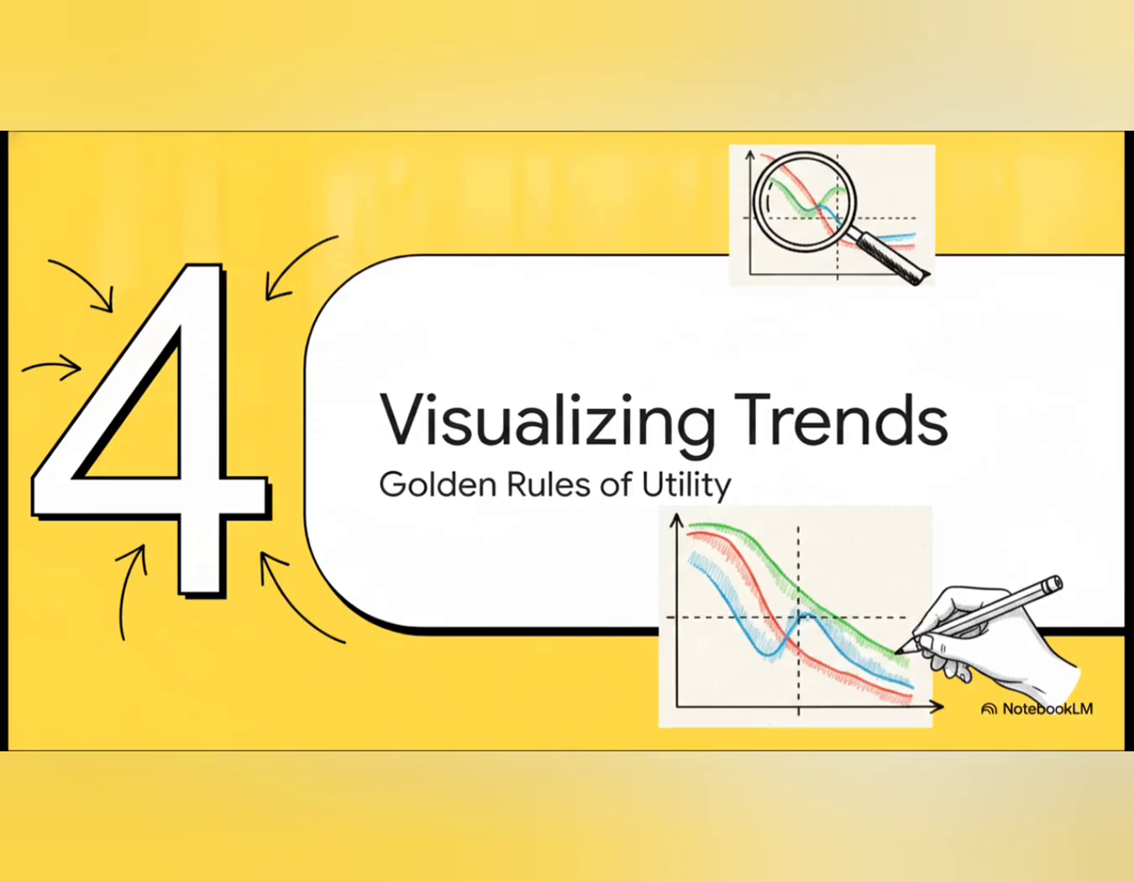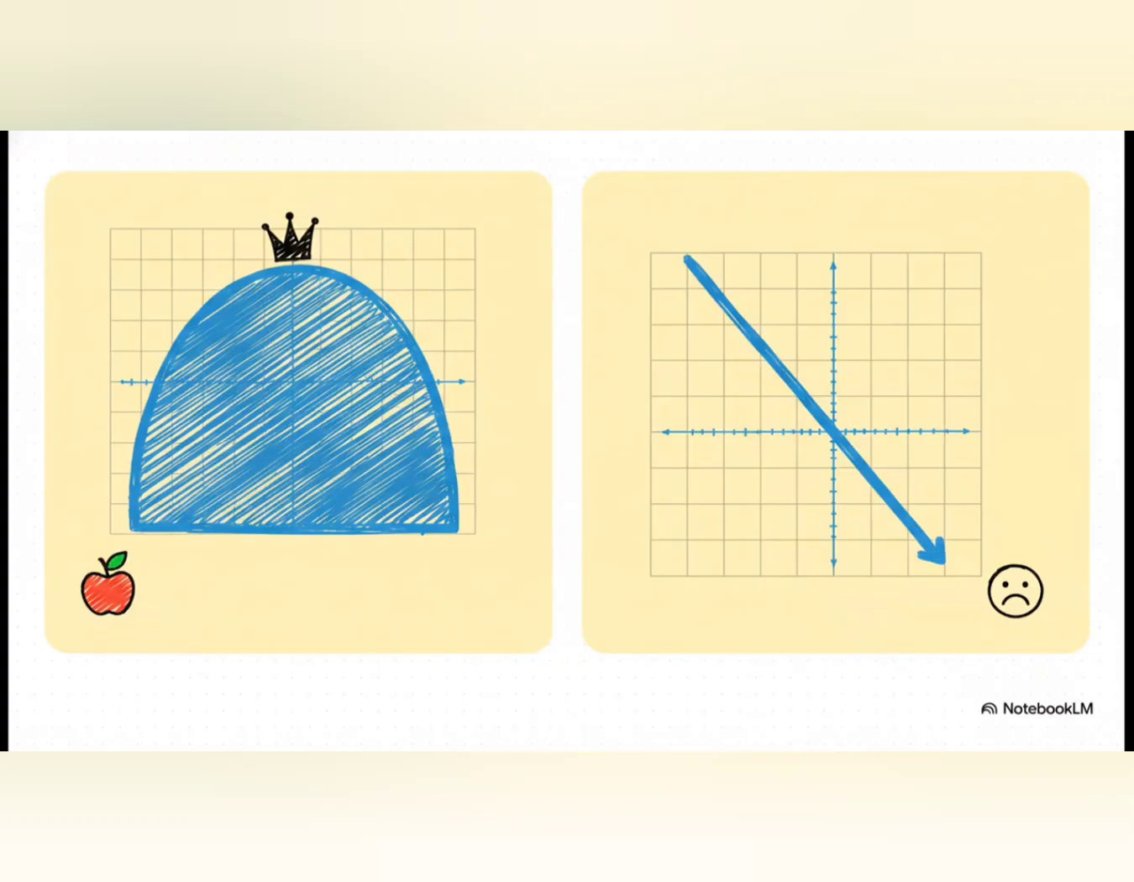Section 4. Visualizing the relationship. The golden rules of utility. Now let's contrast these two trajectories side by side. If you're a visual learner, imagine mapping this out on a graph. On the left, track your total utility. As you eat apples 1 through 4, the line arches upward. It climbs and climbs until it hits an absolute maximum peak at 100. And then it actually starts sloping downward to 90.